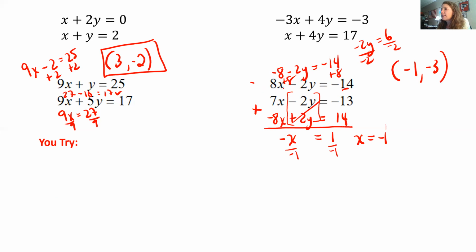I'm going to plug that into this equation just to make sure. 7 times -1 is -7. -2 times -3 is +6 equals -13. That's not true. So I messed up. Please call extension 1104. I messed up. That is incorrect. And I know my answer is wrong because this is not true.